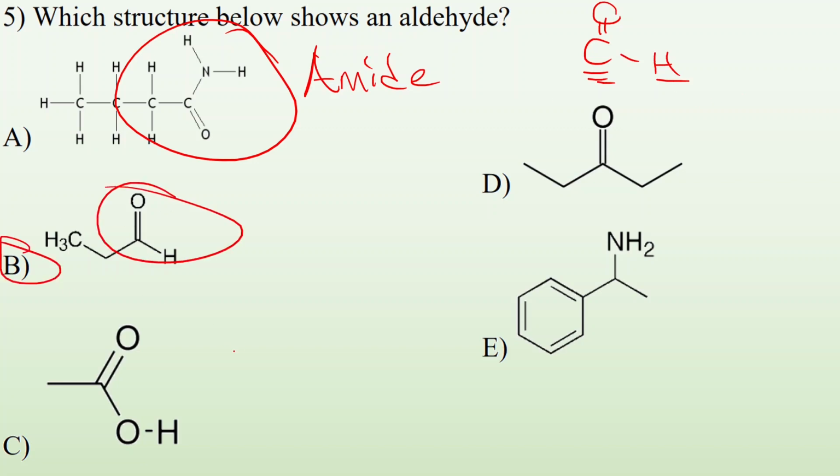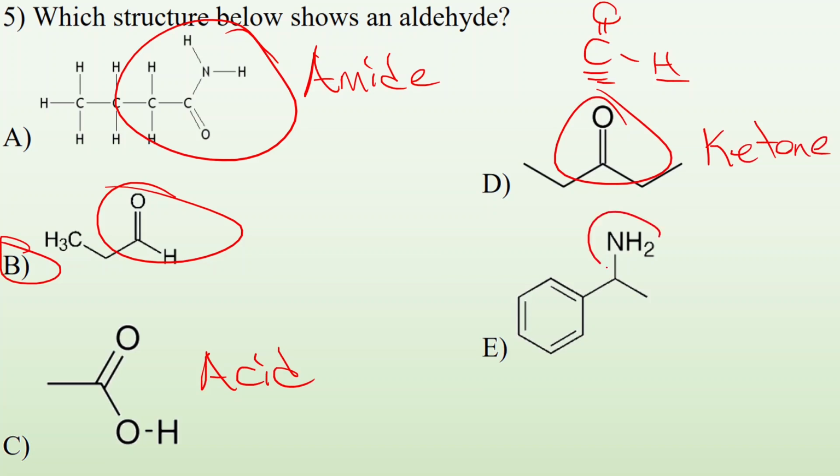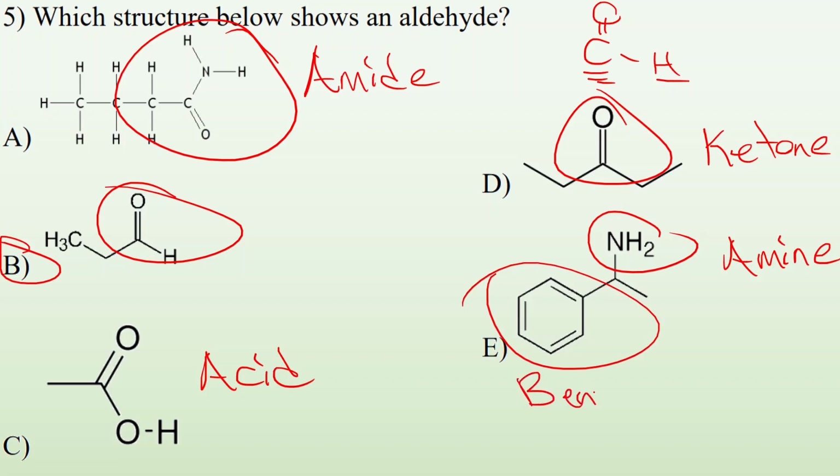Well, let's check the rest of them. What do we got going on here? You got double bond OOH. That is going to be an organic acid. We got this double bond O in the middle. This is a ketone. We have this NH2 group, which is an amine. And then we also have this right here, which is a benzyl group, right? It's a benzene. So which one of these shows an aldehyde? Definitely choice B.